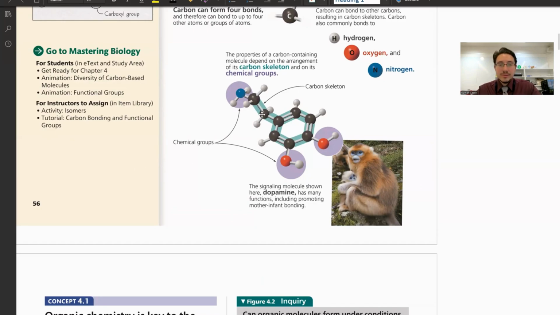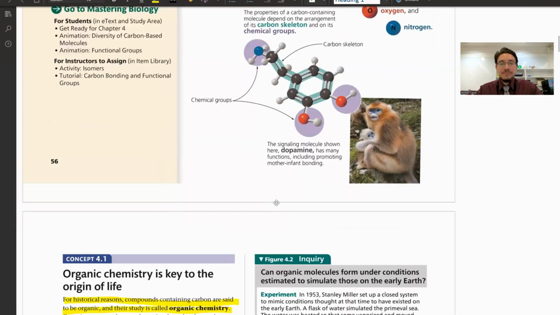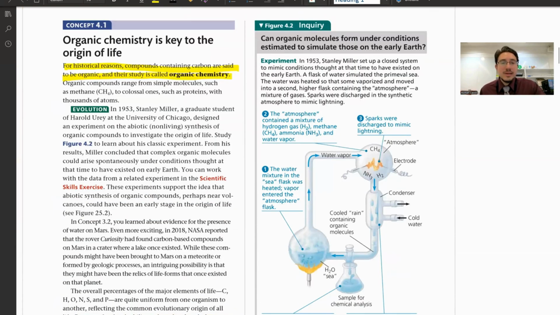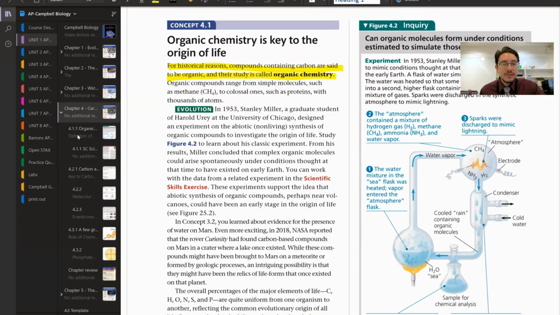As you see here, these black little balls, of course, represent carbon. And in this case, you have a very specific molecule called dopamine. It has many functions. As you see here, you have parenting function and bonding between the mother and the infant, right? It's a signaling molecule. Okay, so let's get to it. Concept 4.1, organic chemistry is the key to the origin of life. Let us go to my notes.